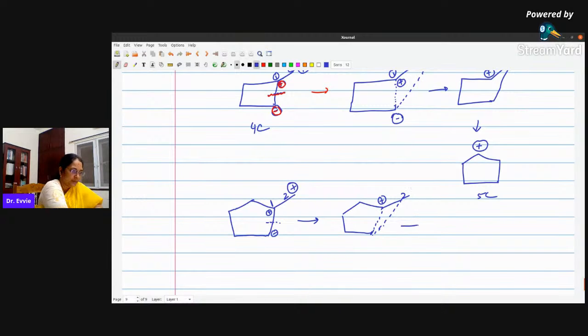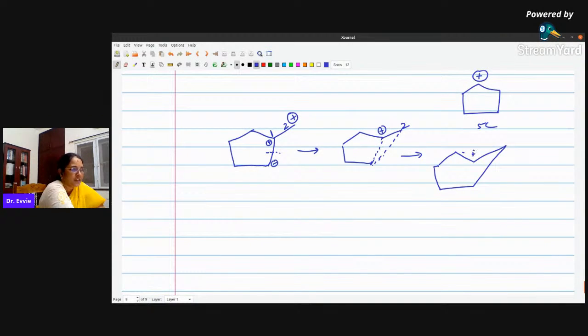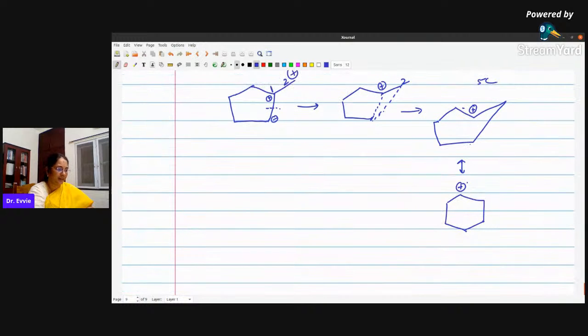Now this becomes a 6-membered ring. So as if you write it just like that, you will write it like this. Okay, so as I told you, we don't have such things. We all usually write it like this. This is a 6-membered ring with a positive charge. So these are the things, how it will undergo ring expansion and ring contraction.